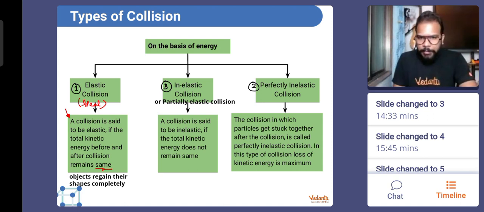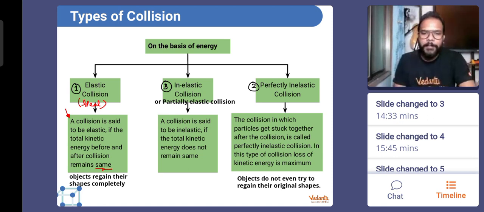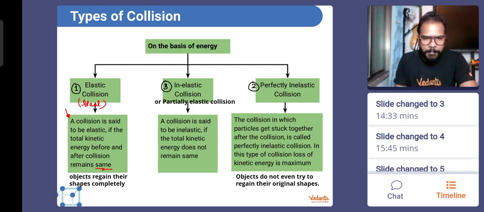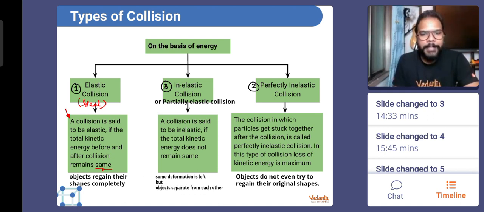Okay. The second type, perfectly inelastic collision, is where objects do not even try to regain their original shapes. Permanent deformation is what I would say. They will become one object and they will have permanent deformation. And the third type is partially elastic or inelastic collision. Some deformation is left, but objects separate from each other. The objects will not stay as a single object. They will separate out, but there will be some deformation which will be left.